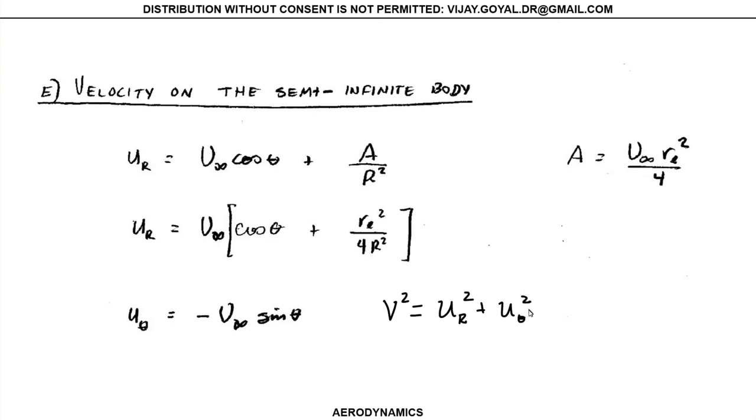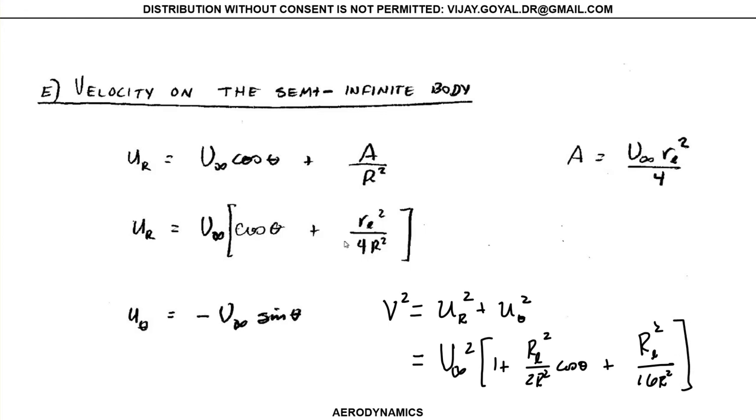If I square this whole thing, you can show that what you're going to get is the following: u infinite squared, 1 plus RL squared over 2 times R squared cosine of theta plus RL squared over 16 R squared. Okay, this is RL. This is the total velocity that you're going to have.